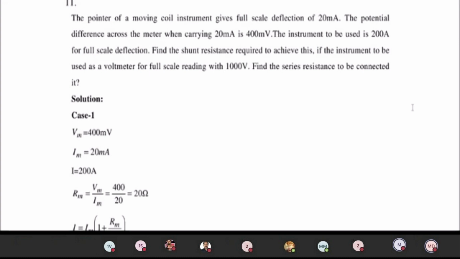You note the word full scale deflection is repeated. Now find the shunt resistance required to achieve this. If the instrument is to be used as a voltmeter for full scale reading of 1000 volt, find the series resistance that should be connected to it. Okay, we have many clues here.